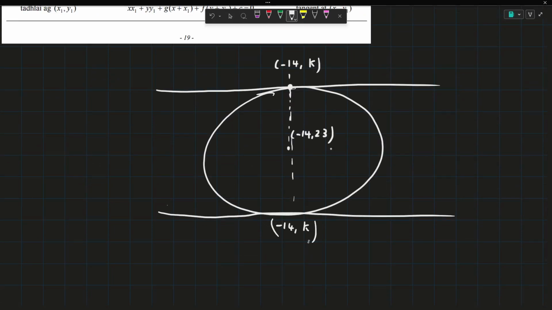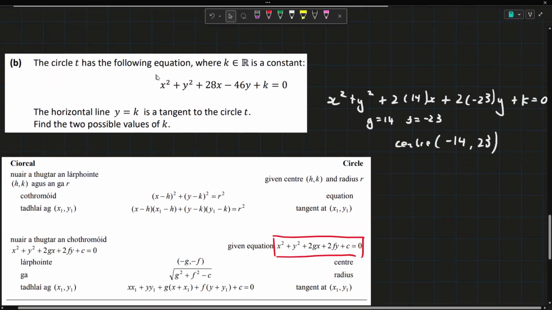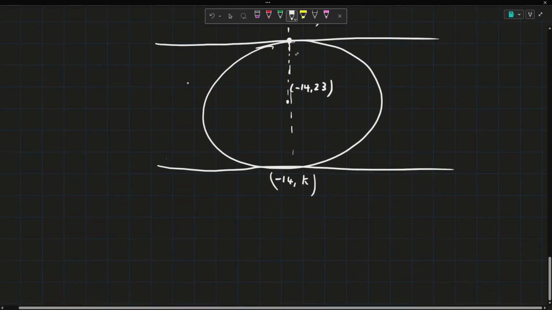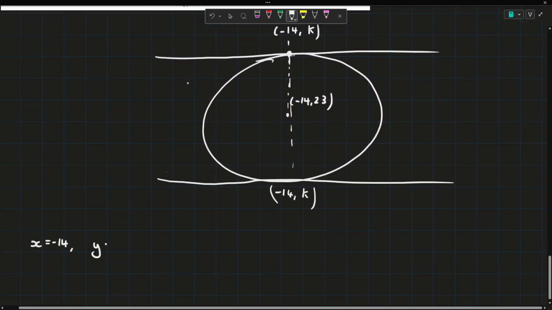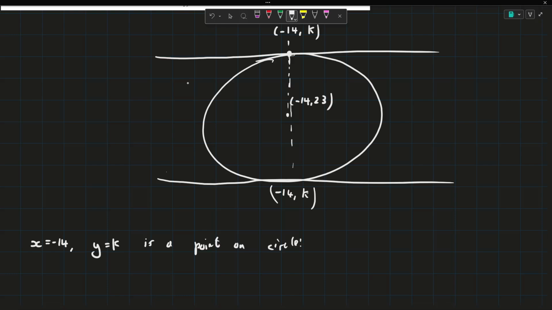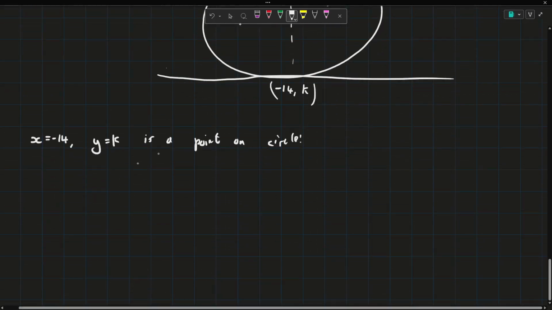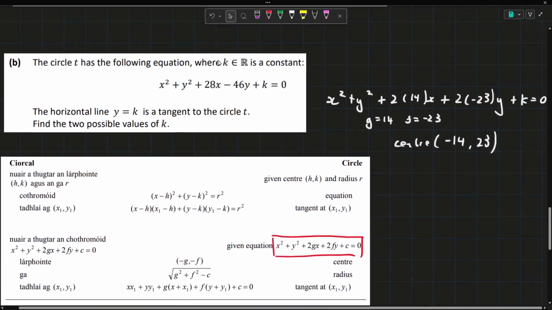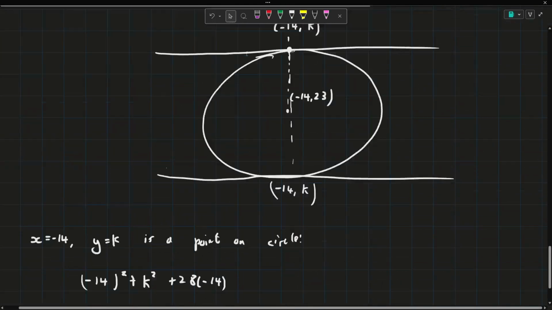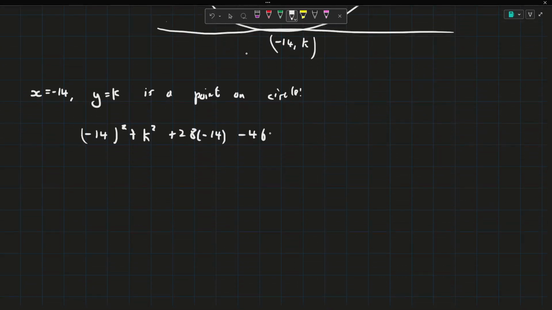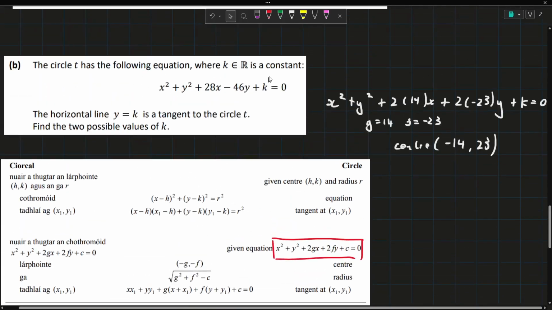If this is a point on the circle, that means we can sub it into this equation, and it's going to be true. So x will be minus 14, and y is k. We have x squared plus y squared, so that's minus 14 squared plus k squared. Then we have plus 28 times x, so plus 28 times minus 14. And then minus 46 times y, so minus 46 times k. And then we just have plus k, and that's equal to 0.